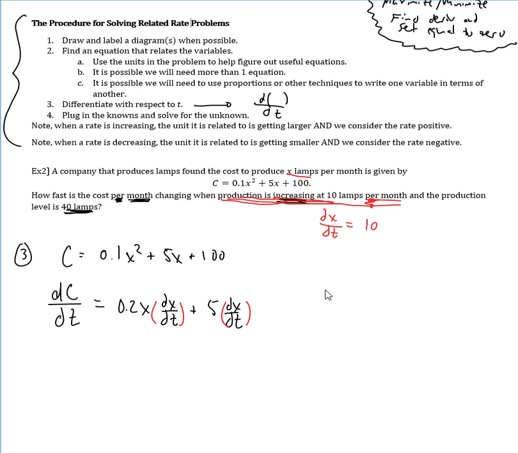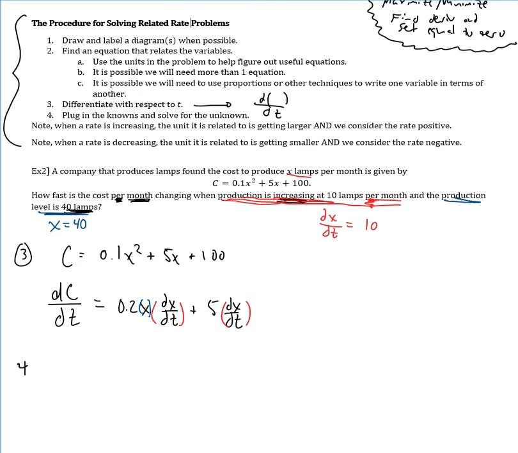Okay, and then they also tell us the production level is 40 lamps. So they're saying x is exactly 40, and that means I could plug that into that x right there. In step 4, we want to plug these in after we take the derivative. Don't plug x equals 40 into the original function. Let me underline it in blue to make sure we know. Do it into the derivative, so we plug it in after we take the derivative.